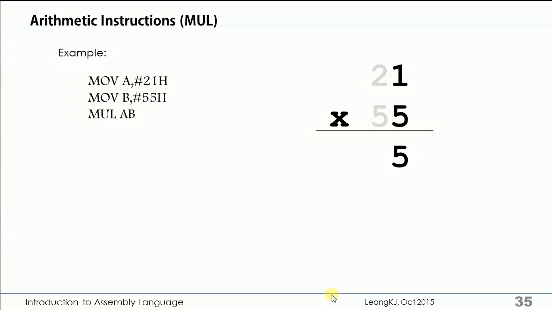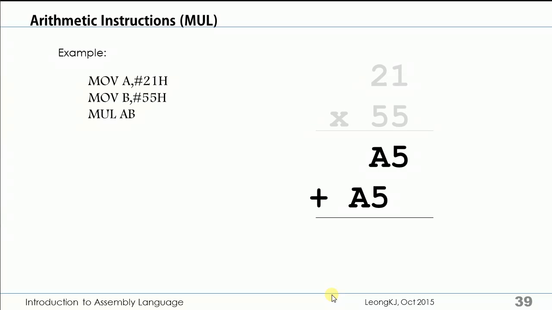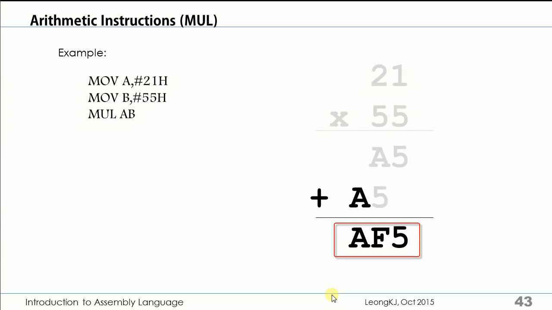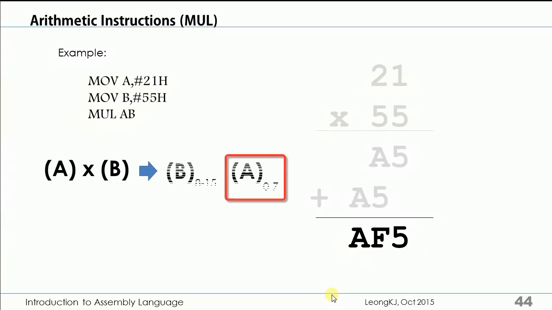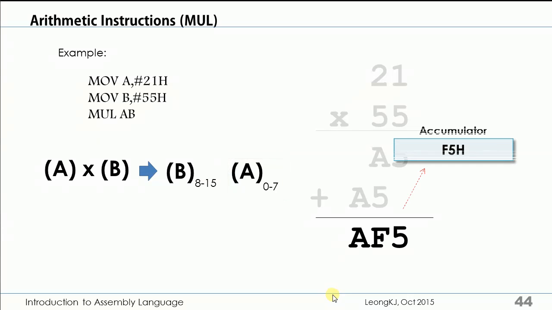1 multiplied by 5 is 5. 2 multiplied by 5 is supposedly 10, but we are using hex numbers, therefore it is A. 1 by 5 is 5. 2 by 5 is A. Perform the sum. 5, A plus 5 is F, A. The answer is AF5. F5, which is the lower byte, bits 0 to 7, is stored in the accumulator. A, which is the upper 8 bits, bits 8 to 15, is stored in the B register.